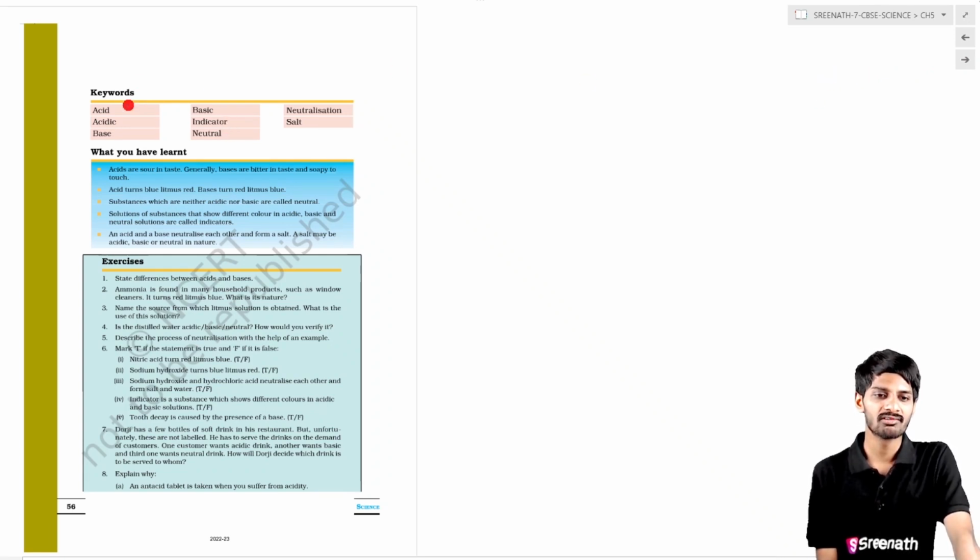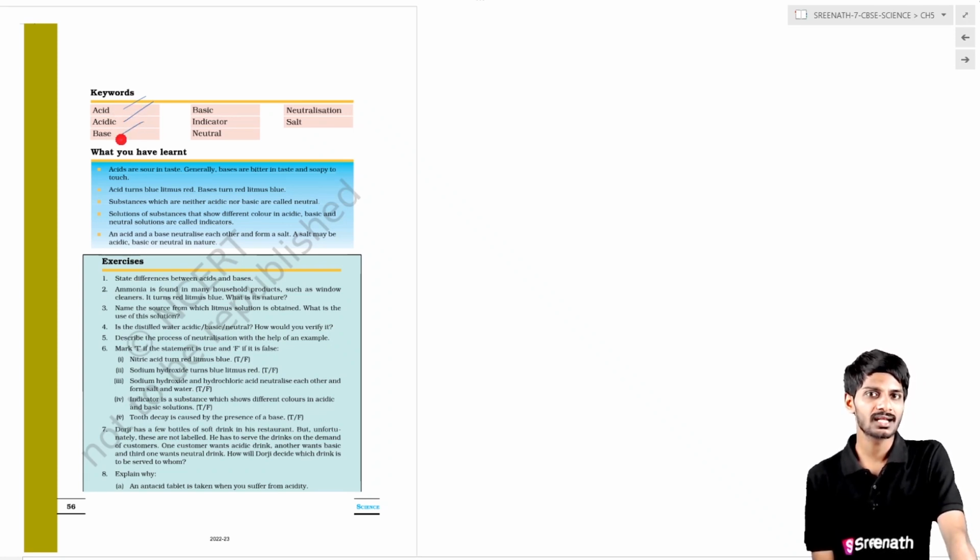There are some keywords. Acid means which are sour to taste. Acidic nature: the chemical nature of acid is called acidic nature. Base means which is bitter and feels soapy. Basic nature means the chemical nature of a base, we call it basic. Indicator means there are natural indicators and artificial chemical indicators. Indicators help to judge whether it is an acid or a base.